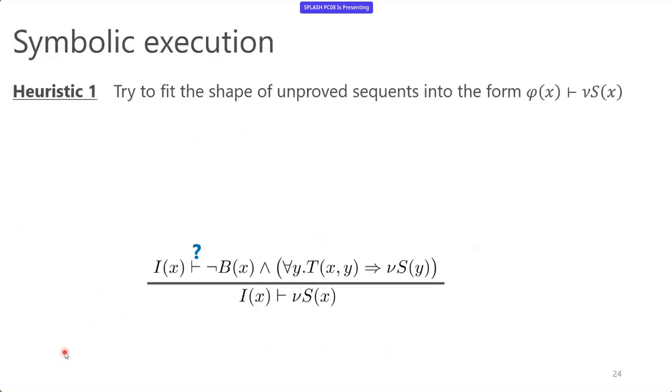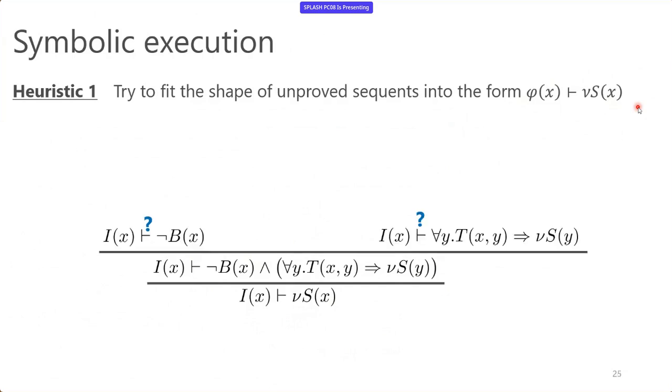So let me first introduce our first heuristic, which corresponds to symbolic execution in software model checking, which says we need to try to fit the shape of the unproved sequent into this normal form. For example, by expanding the definition of the co-inductive predicate, we obtain this one. The open sequent is not in the normal form, so we apply rules of the sequent calculus to normalize it into this form.